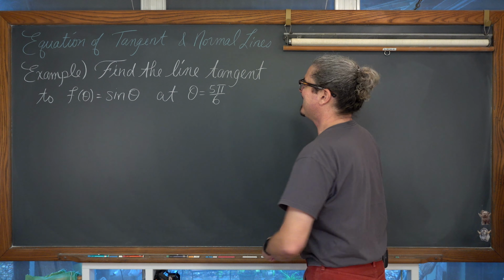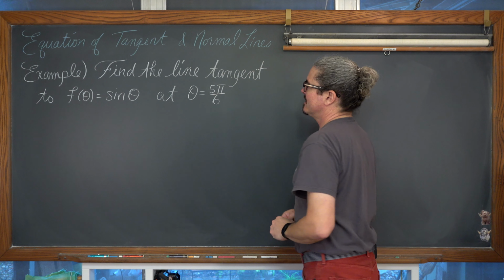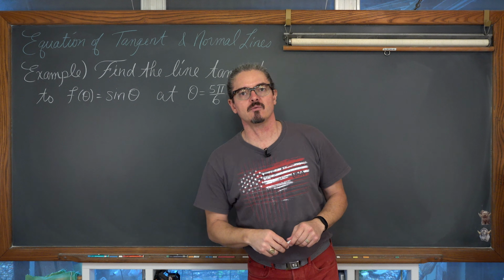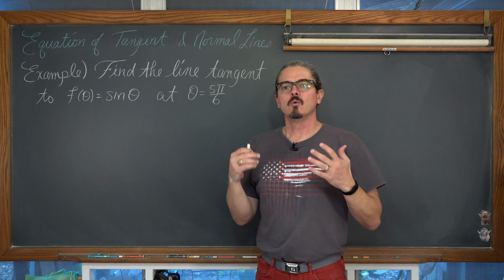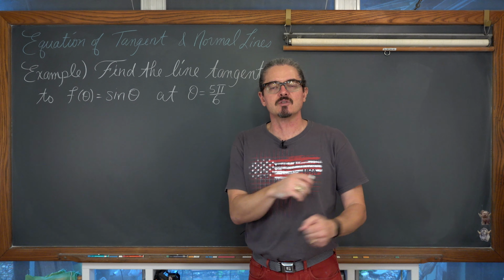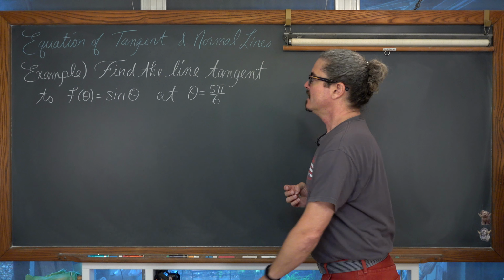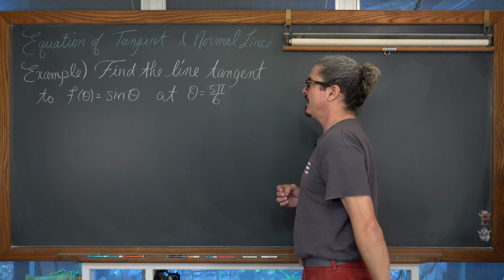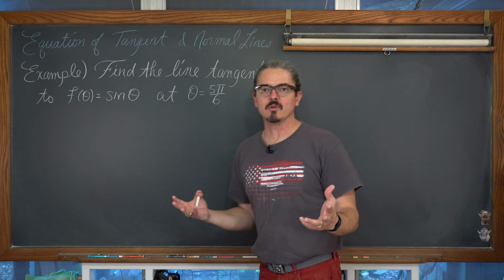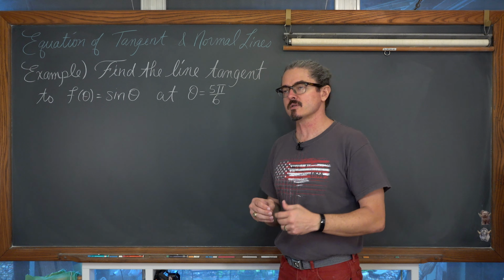Alrighty then. We're going to find the line that is tangent to this function at theta equals 5 pi over 6. What do you need to write the equation of a line? That's not going to change just because we are in calculus. You need a point and you need a slope so that you then can plug it into whatever form you like. I generally start off with point-slope form.